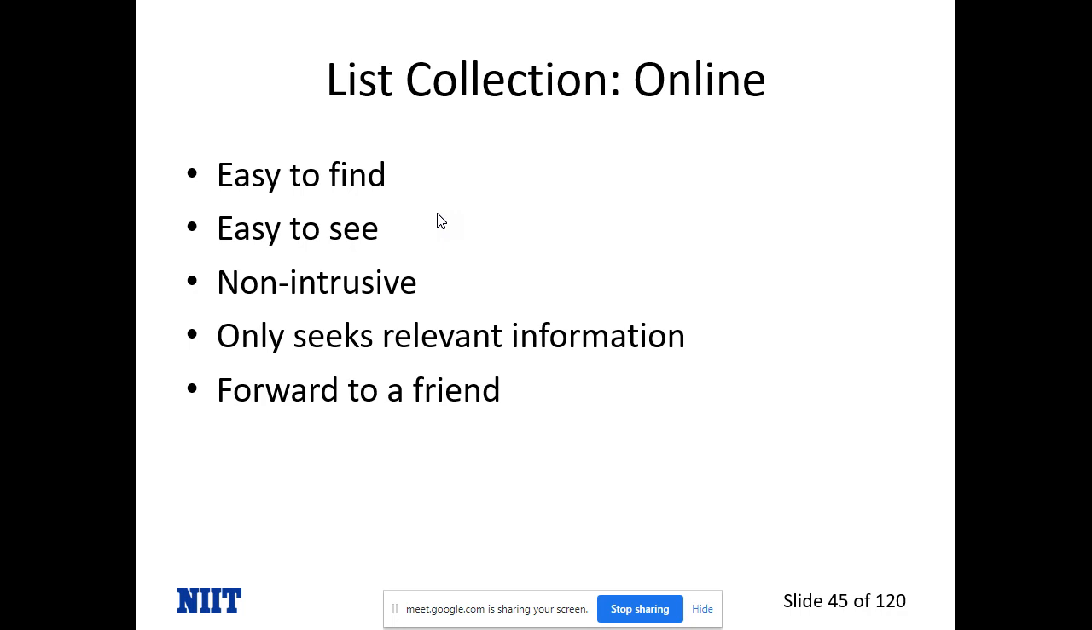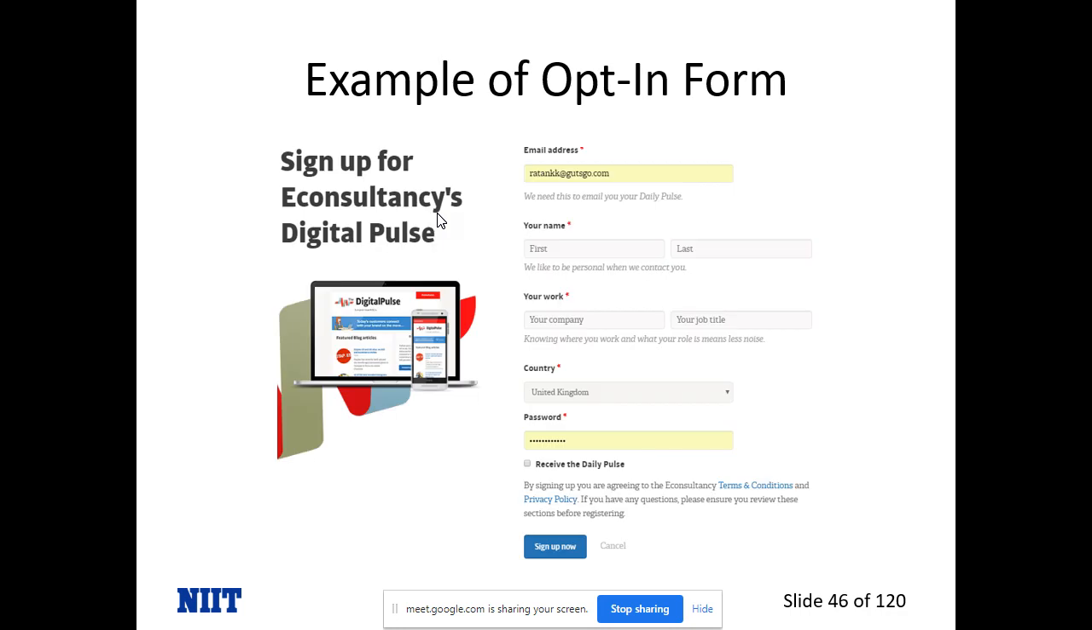So you can do these things with the list collections of MailChimp, right? What are list collections? They're easy to find, easy to see, right? Non-intrusive, only seek relevant information, and you can easily forward it to a friend. Now this is an example of an opt-in form. So I'll show you the demonstration also, just a moment.